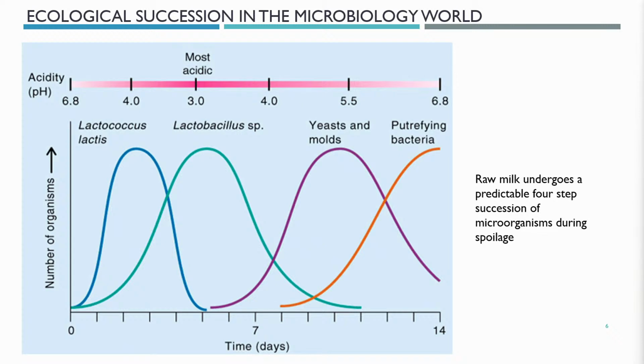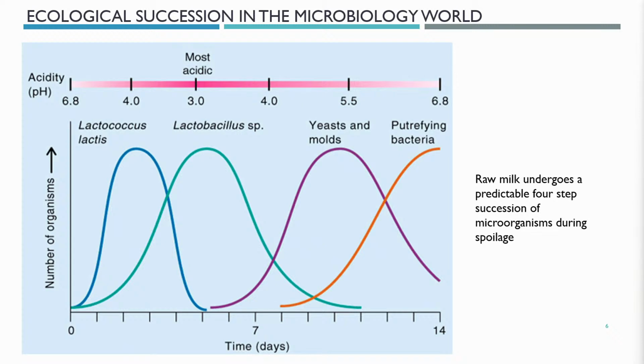And so initially you have the growth of Lactococcus lactis. It's a lactobacillus type of organism, and this produces acids in the milk. This acid production is then associated with the growth of more acid tolerant species. So lactobacillus species are resistant to this really acidic environment, and so they then start to grow.